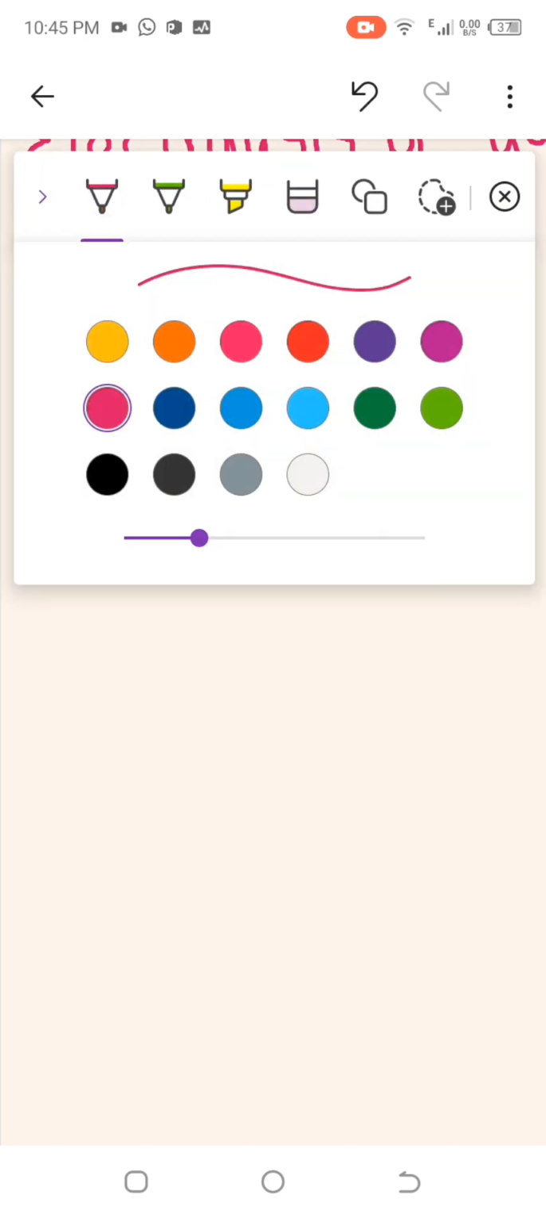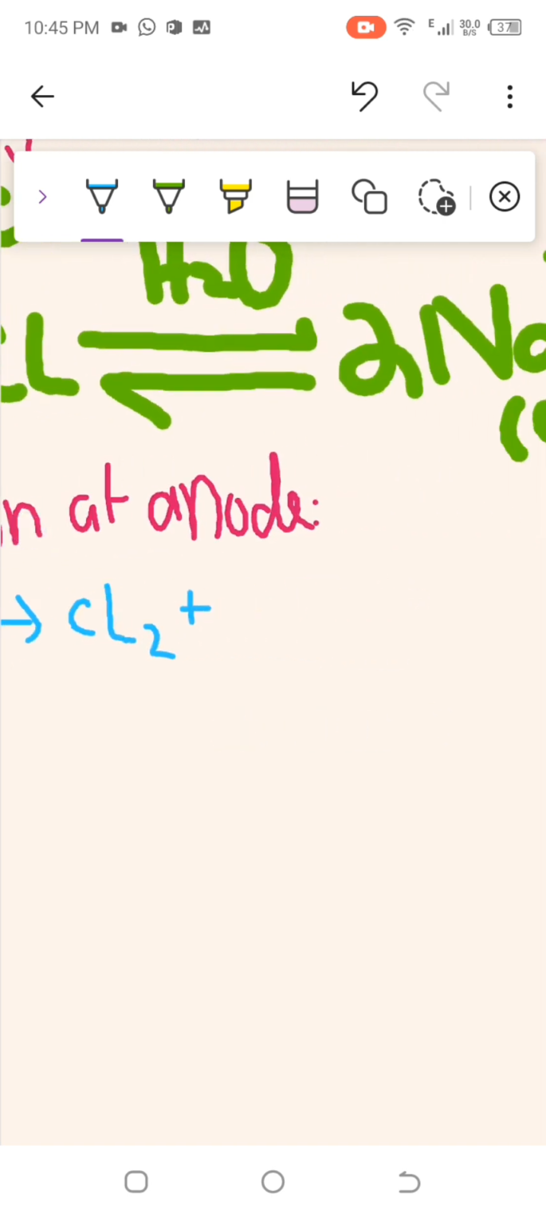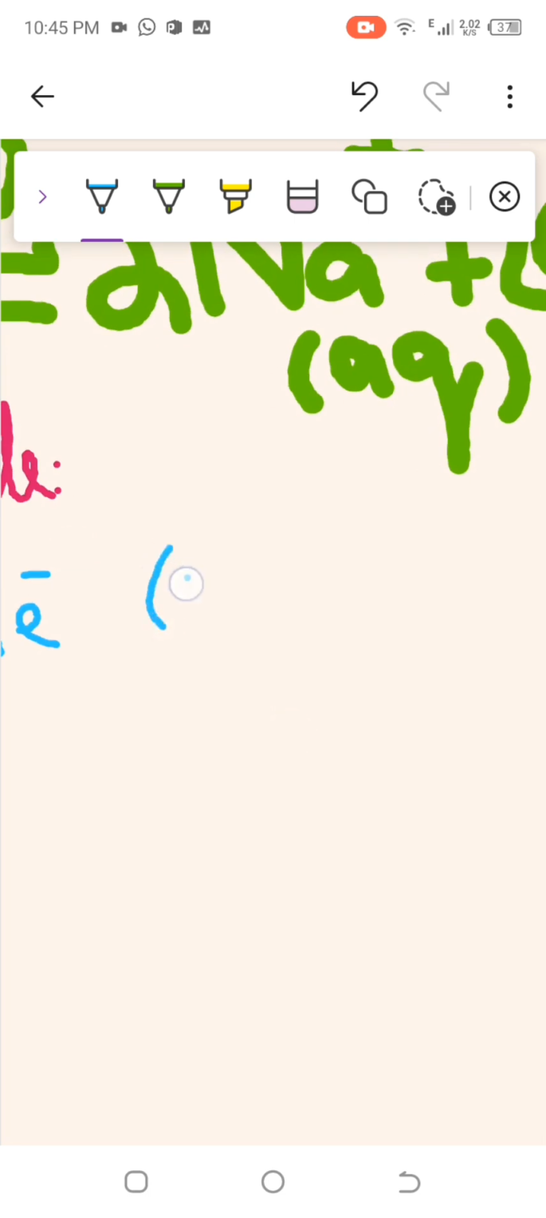Here we first have 2 chlorine. Because the anode is positively charged, the negative charge will be attracted at the anode, and in NaCl the negative charge is chlorine, so it will be attached at the anode. Chlorine will give Cl2 plus 2 electrons. This means it is losing electrons, and whenever any substance loses electrons, the process is known as oxidation.